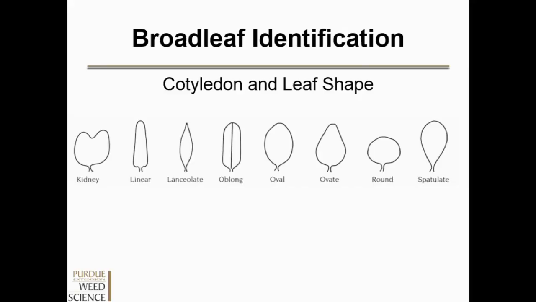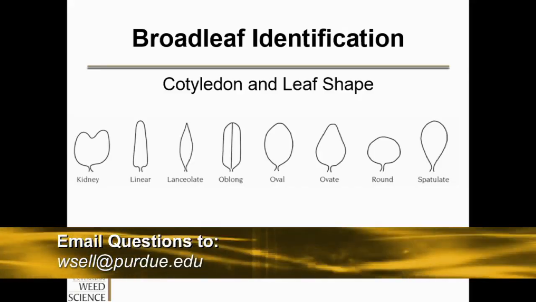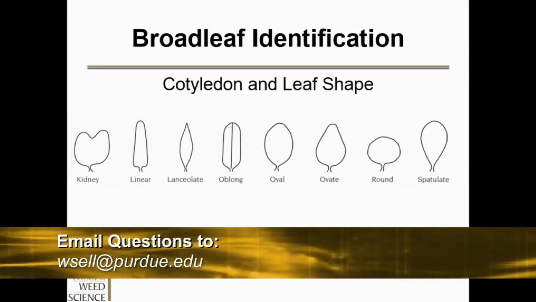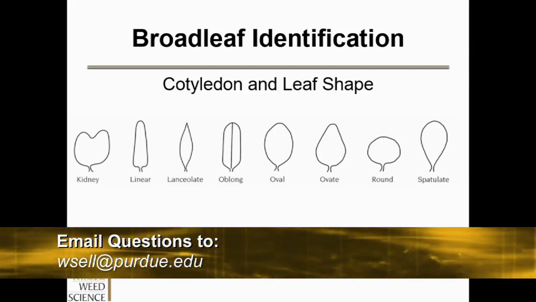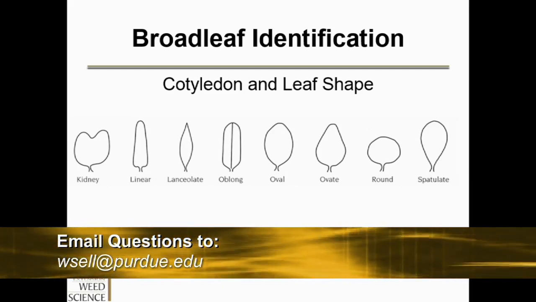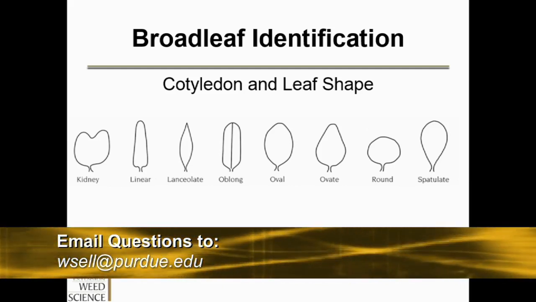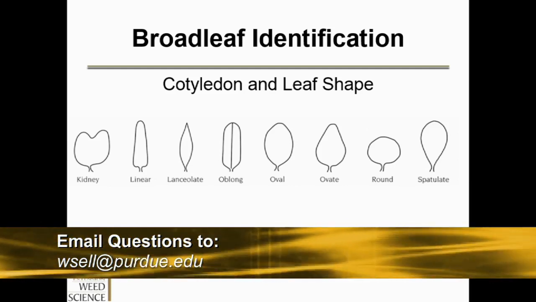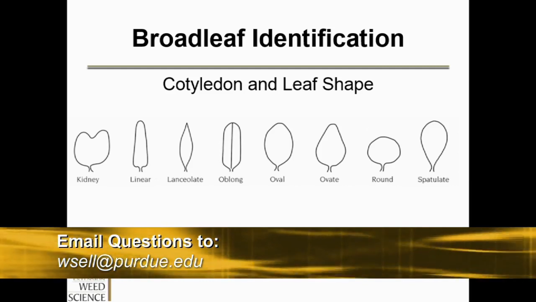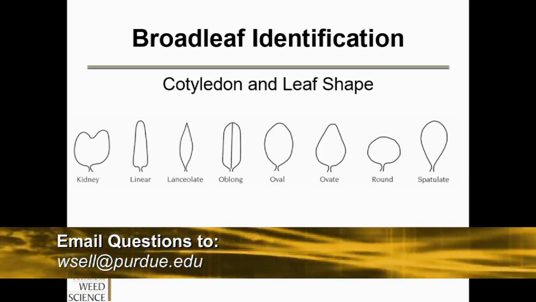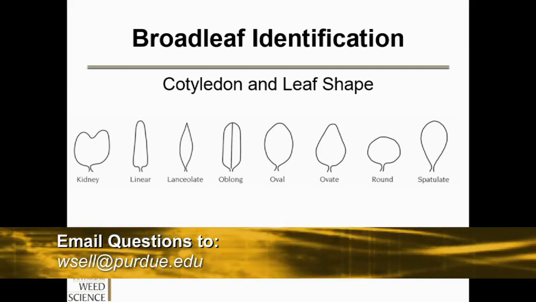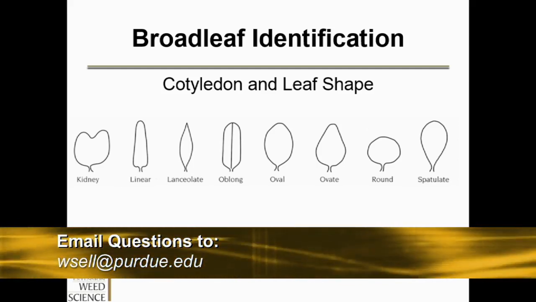We also talk about cotyledon and leaf shape. Just a number of our cotyledon shapes that we have on the screen, and a number of broadleaf plants can have, we'll see all of these potentially in the same field if we have enough broadleaf weed species in the field. But things like, just from left to right here, kidney, linear, lanceolate, oblong, oval, ovate, round, and spatulate are all the different cotyledon shapes that we can see on different plants. And we have some live samples to hopefully really show some of those differences if we can get focused enough with our cameras.